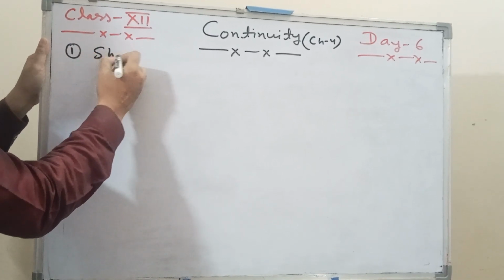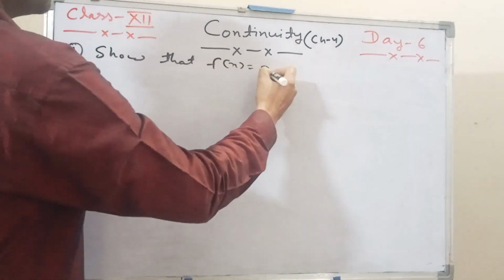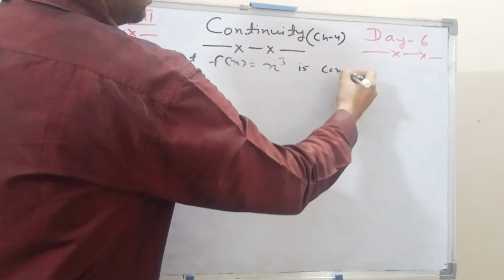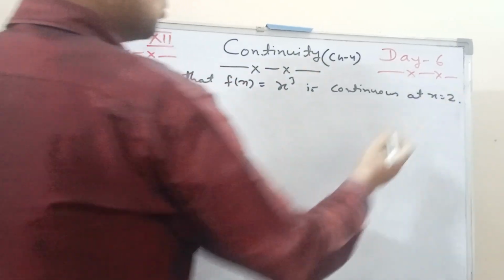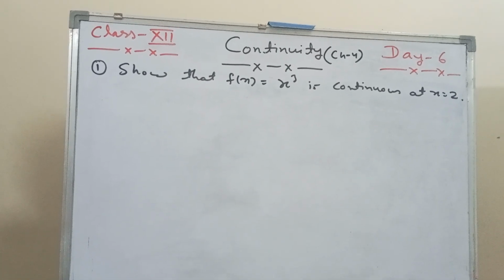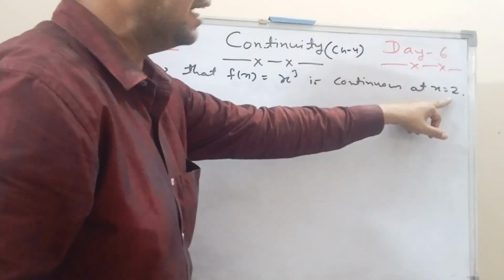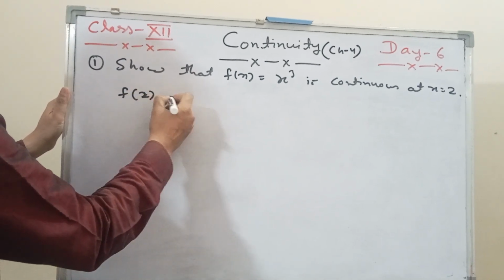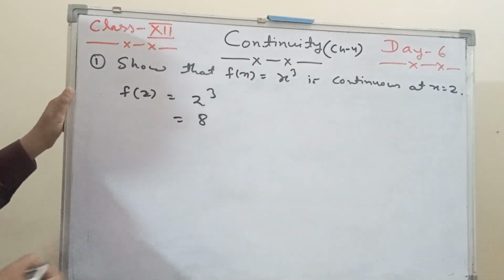Question is to show that f(x) equals to x cube is continuous at x equals to 2. Now the question is so that the f(x) equals to x cube is continuous at x equals to 2. Means we have to check the continuity on x equals to 2. First we find the f(2). What is the f(2)? When we replace the function, it is equal to 8.